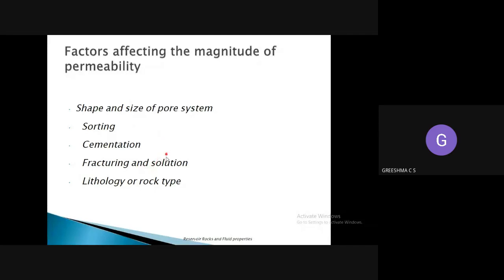Next is fracturing and solution. Sometimes the rock particles get fractured, that is, large cracks form inside the rock, maybe due to plate tectonic activities, human activities, or landslides. When the rock fractures, what will happen? The porosity will be more.